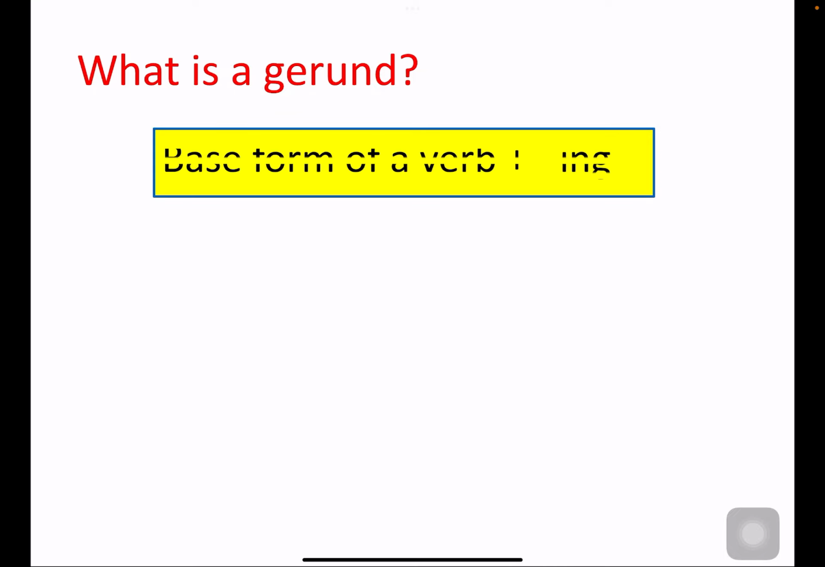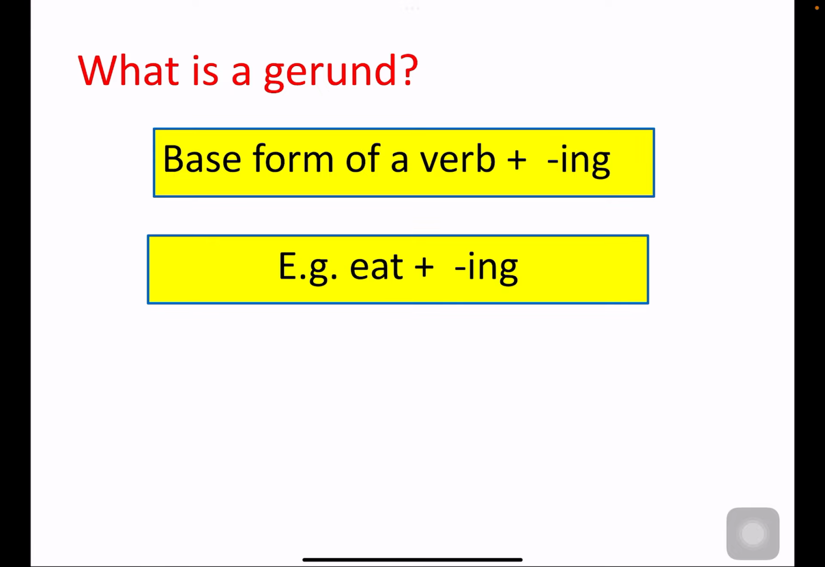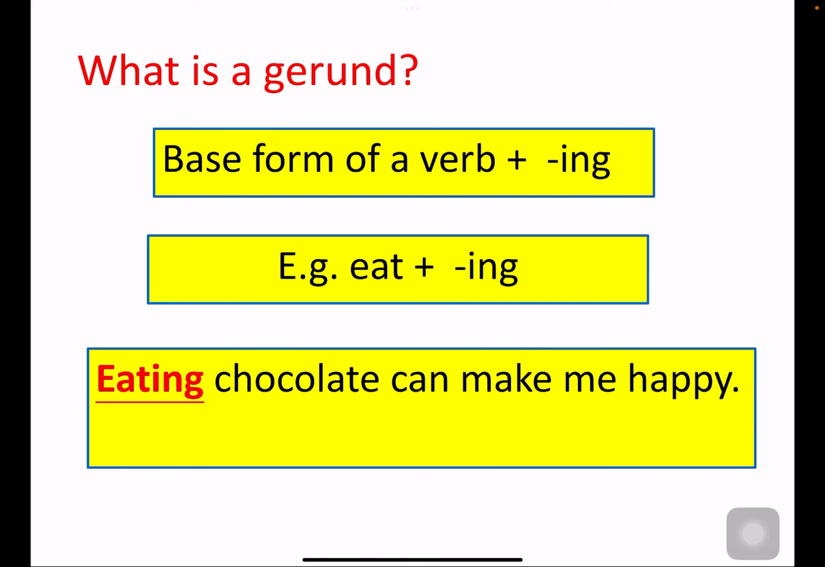So what is a gerund? A gerund looks like a verb but is actually a noun. It's formed by adding ing to the base form of a verb. So gerund is the base form of a verb with ing. For example, eat plus ing, eating. Eating chocolate can make me happy. Eating is a gerund in this sentence.